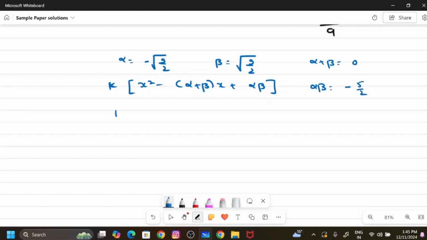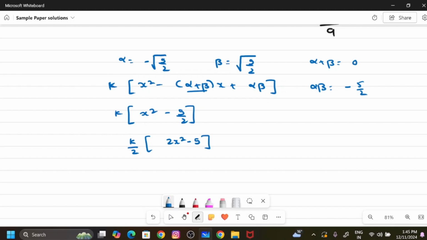Now substitute here. So k times x square is x square itself, and this is 0 into x, which is 0 itself, plus alpha beta, which will be minus 5 by 2. So if we take LCM, it will be k into 2x square minus 5 by 2, otherwise we can write k by 2 into 2x square minus 5.